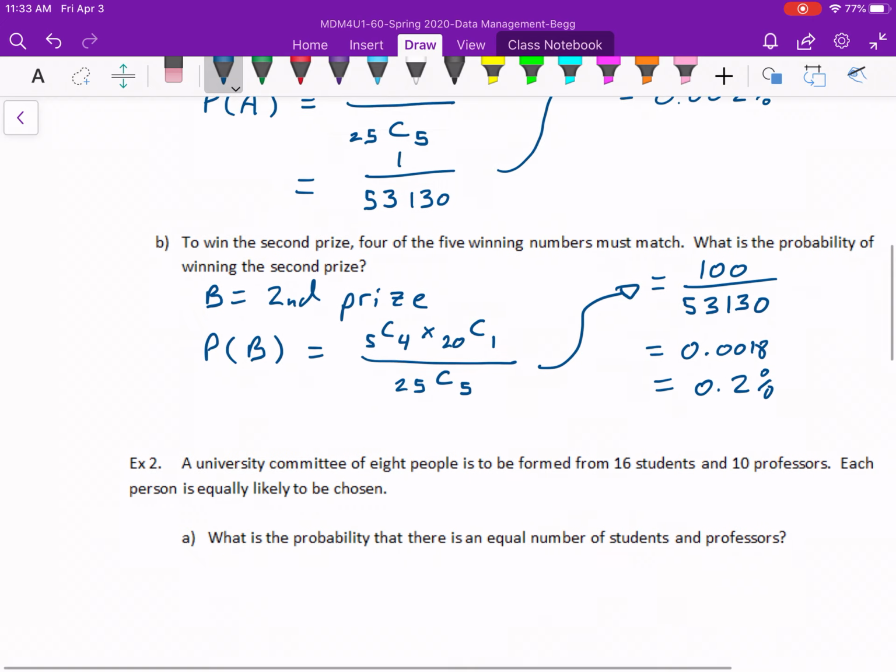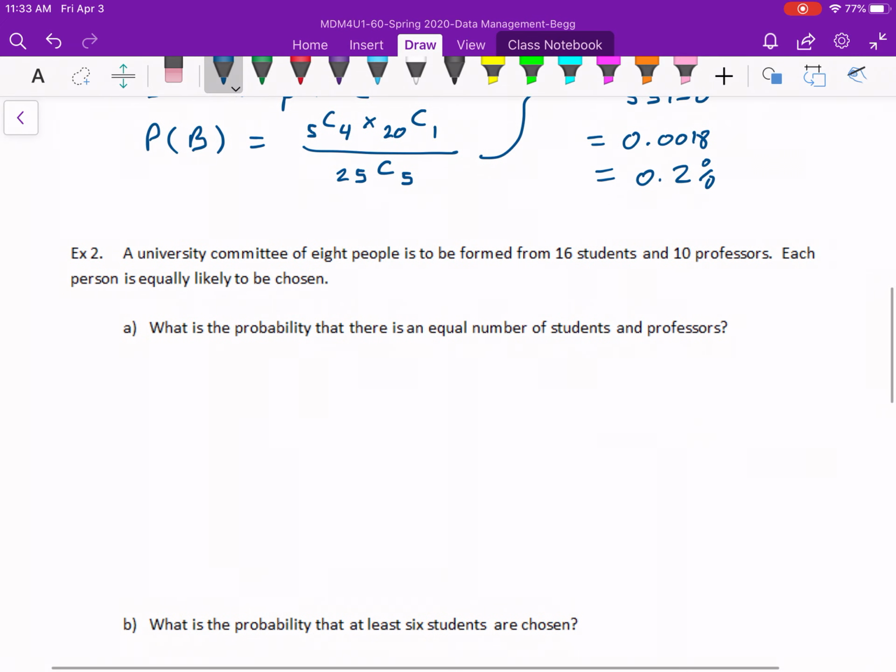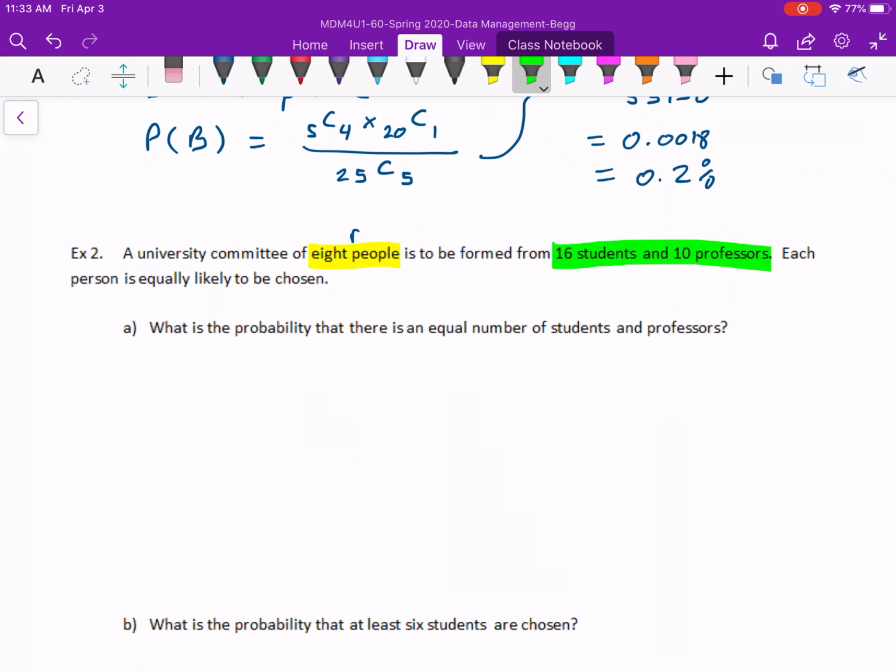All right, second example. A university committee of 8 people is to be formed from 16 students and 10 professors. So we need to get 8 people. That's going to be our r value. Each person is equally likely to be chosen, so it's random. That's what we're being told here. And it's a committee, so since it's a committee, order doesn't matter. We're going to use combinations again.